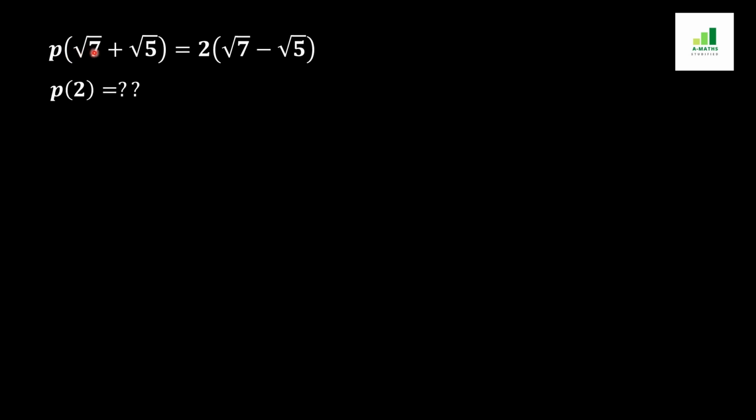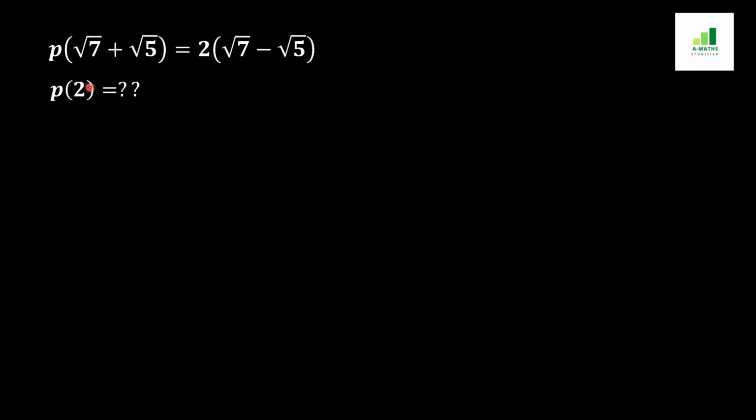Today in this video we are going to solve a question. The question is: p has a value of under root 7 plus under root 5. It means that when p equals this value, it will be equal to 2 into under root 7 minus under root 5, which is a given equation. And our required equation is: when we replace this value with 2, how will we get the value for this expression?